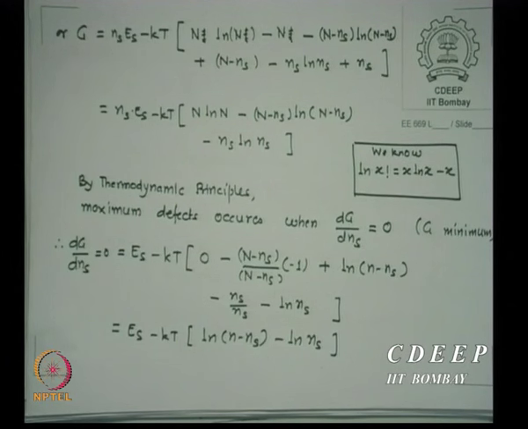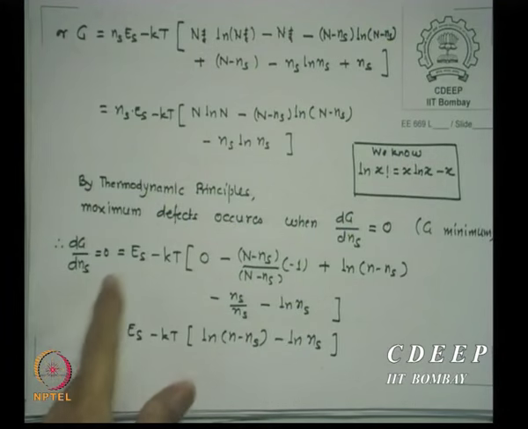The thermodynamic principle says the maximum defects can occur when dG by dns is zero, or G is minimum. All thermodynamic systems want to go to the minimum energy state. So dG by dns has to be minimum. If that happens, I differentiate this, equate it to 0, and I remove the terms that can go.